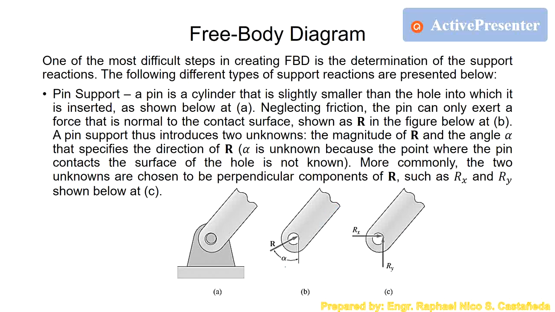So, if you want to get alpha, you just calculate it from the components by using the arctan. So, if this is alpha, in this problem, basically, this is Rx over Ry. But if you want the angle theta here, you interchange this with Ry over Rx. To calculate the magnitude of R, that is the square root of Rx squared plus Ry squared. So, that's why this is the most common way in solving pin reactions.